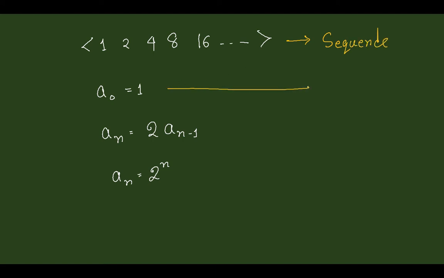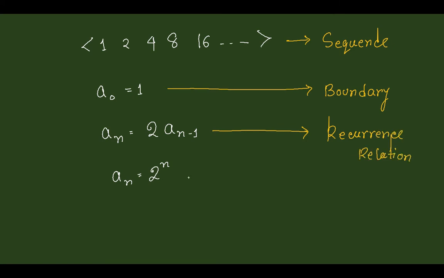and this is our boundary condition, or you can say this is the initial condition or base condition, and this is the recursive relation or recurrence relation. And we have just found out our solution to the recurrence.